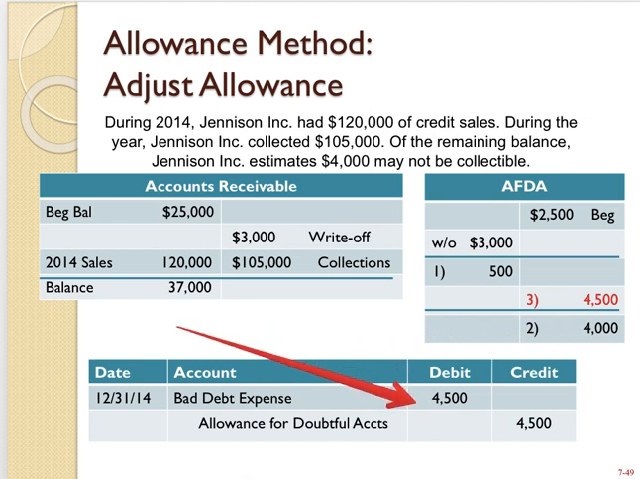So you've got your debit here of $4,500 and your credit here of $4,500 for bad debt expense and allowance for doubtful accounts. In the next video, I will show you the financial statement impact of this adjustment.